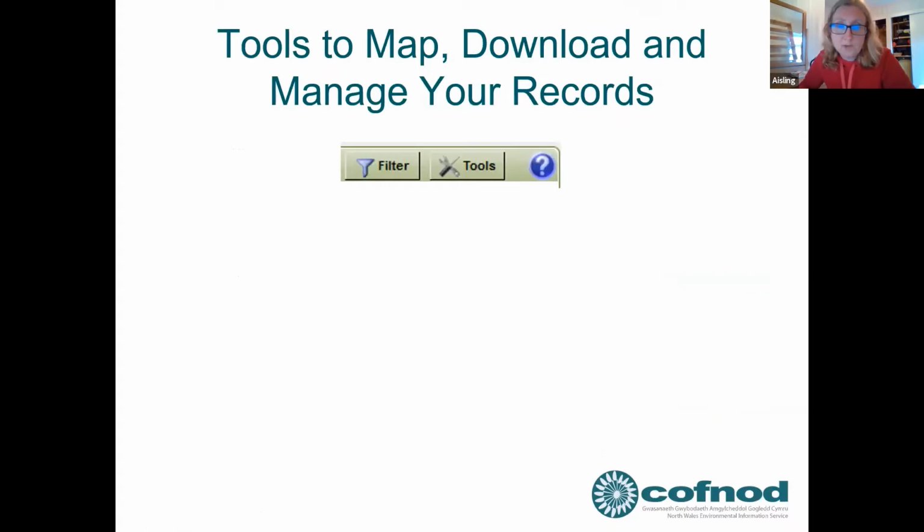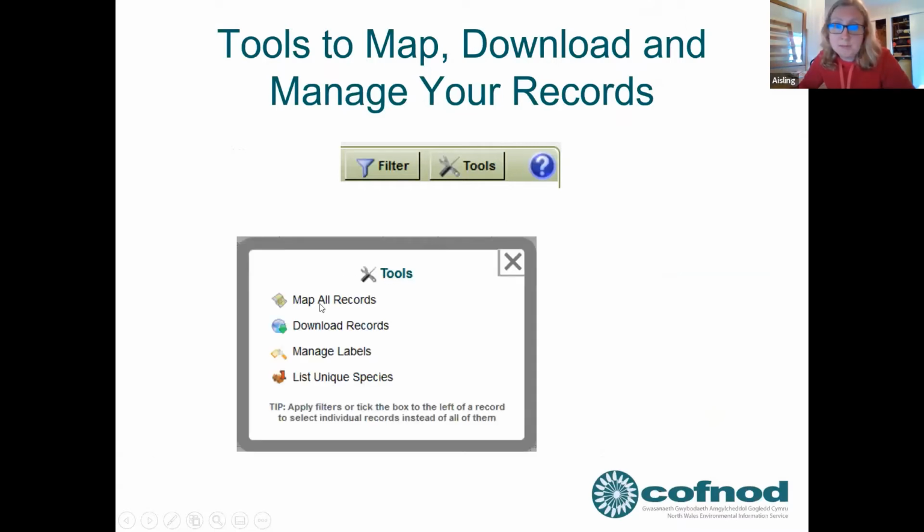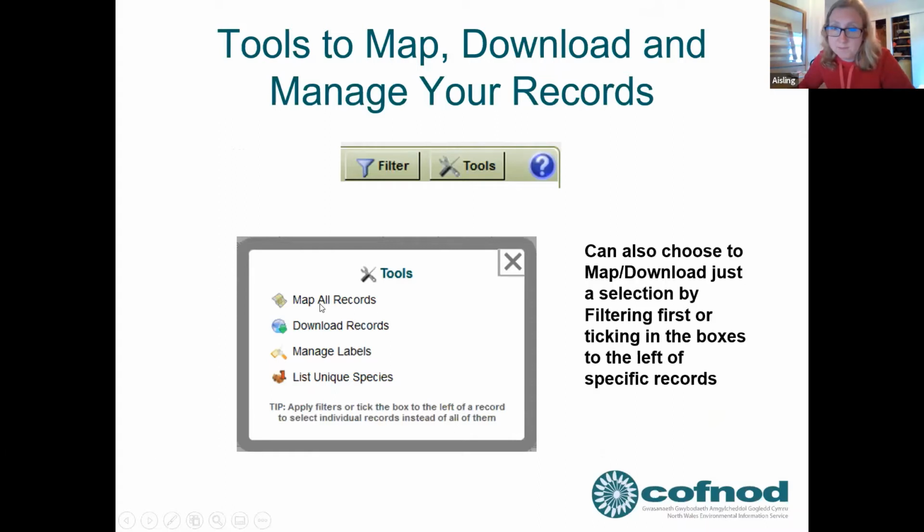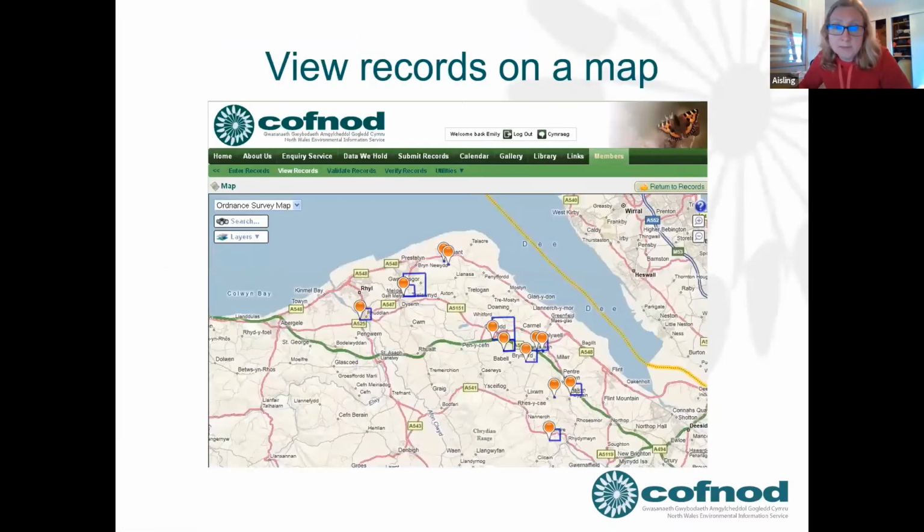There's also tools on the right-hand side of the View Records page where you can do a bit more advanced filtering if you want. And under Tools, you can map your records as well. You can also download them into Excel if you want to. You can either download everything or filter first and then download certain records. But the mapping is very, very useful in terms of visualizing where you've been, and maybe for a particular species where the distribution of records you've put in is.